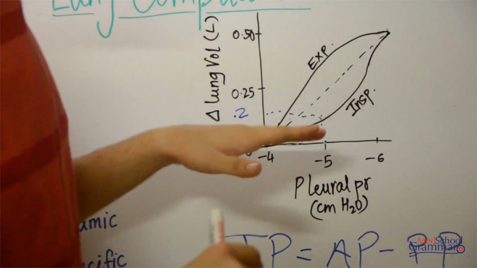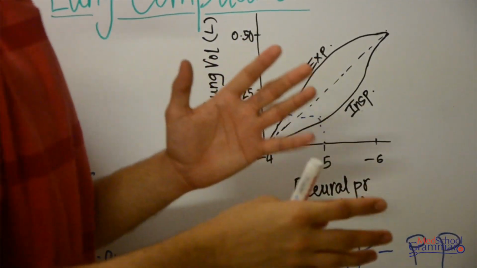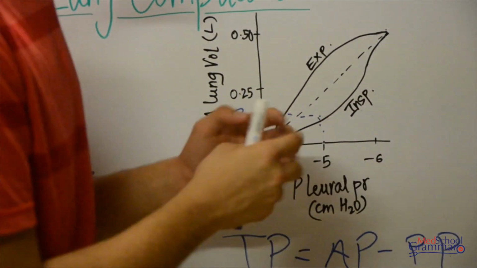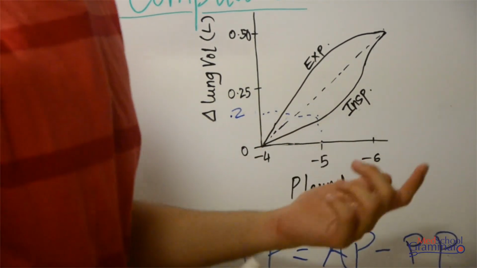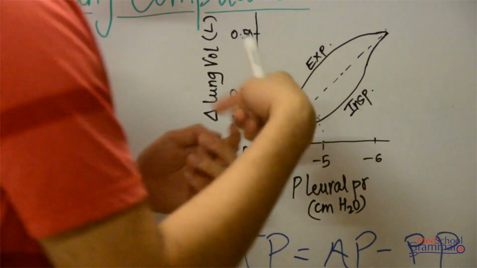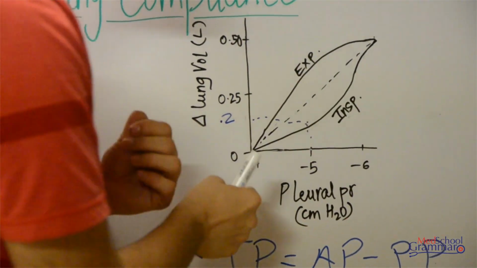Correct? In the same way, during inspiration, most of the airways are collapsed. They are not completely collapsed, they are partially collapsed. So when you try to open them, you require more force, thus more difference in the pressure. That is why the curve you obtain during inspiration follows this path, and during expiration it follows this path.